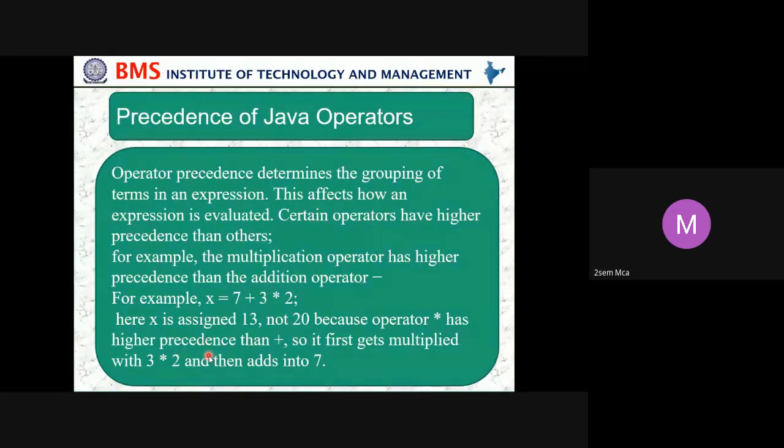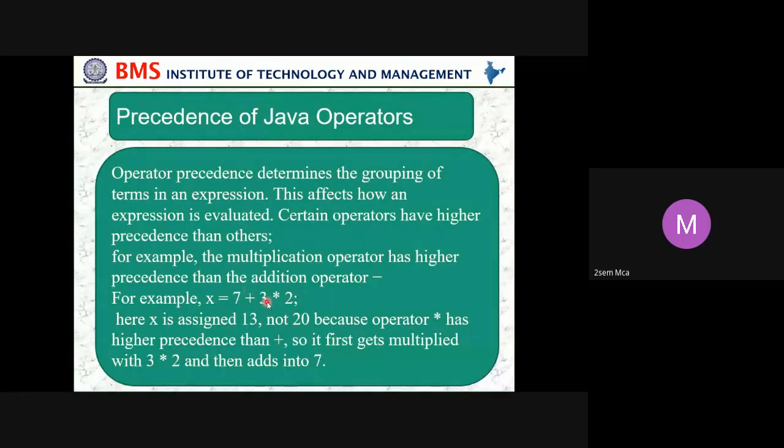For example, we can say x equals 7 plus 3 star 2. So which one will we do first, plus or multiplication? Can anyone say which one we will do first, addition or multiplication? Multiplication. Yes. So that is what is called precedence. First we do multiplication, after multiplication we add. So here x is assigned 13, not 20, because the operator star has higher precedence than plus.